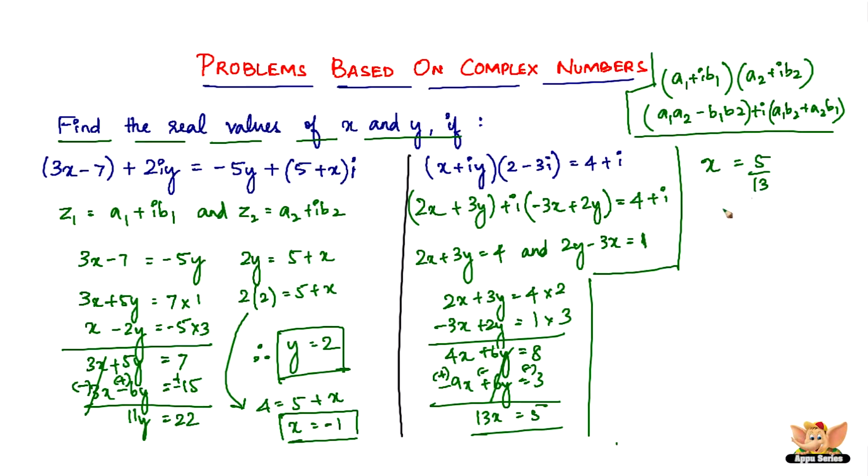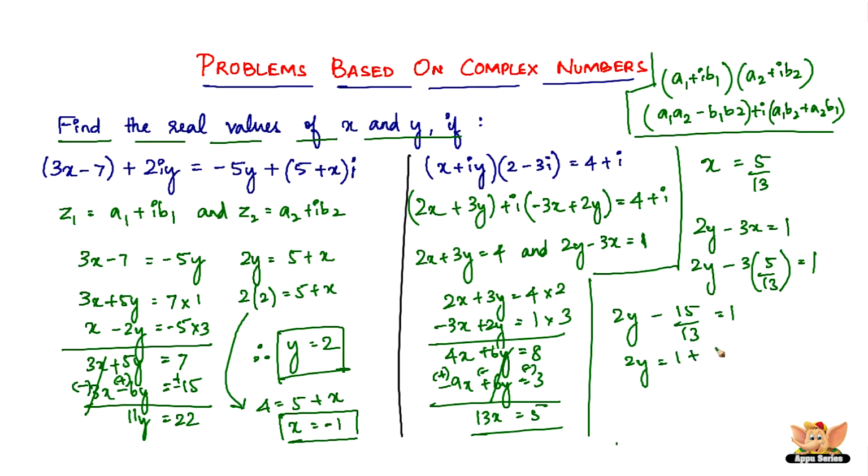Now that we found the value of x, we need to find the value of y by substituting the value of x in any one of these equations. Let me choose this one here. We have 2y − 3x = 1. So 2y − 3 times 5/13 = 1. So 2y − 15/13 = 1. So 2y = 1 + 15/13. Solving it, you have 13 plus 15, which is 28, so 28/13. Or y equals, 2 goes 14 times in 28, so y is 14/13.